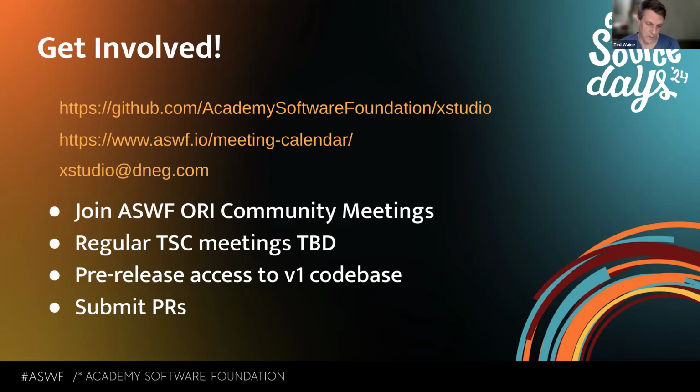So subject to that demand, we can start TSC meetings if we start to get contributors from the community getting more involved. And if you are interested in getting started on hands-on development, either writing an integration or plugin, or working on the core app, you could always email us at that address, and we can give you access to the version 1 code base. It's not secret as such. It's just we don't put it onto the ASWF until it's properly released. And then, of course, you are always free to submit PRs on the main GitHub site anyway.